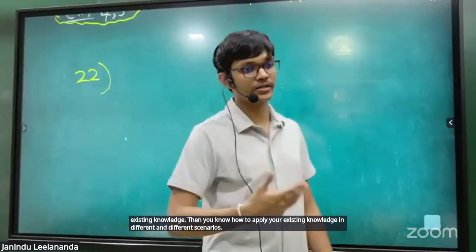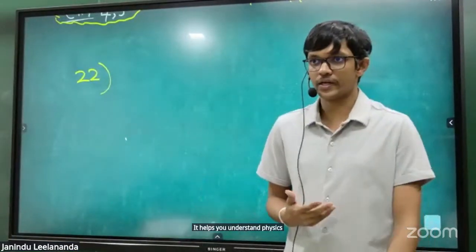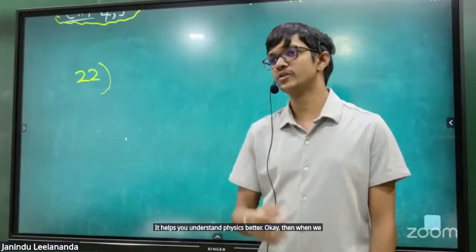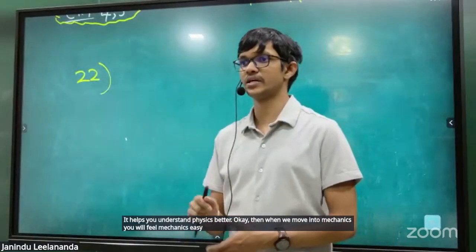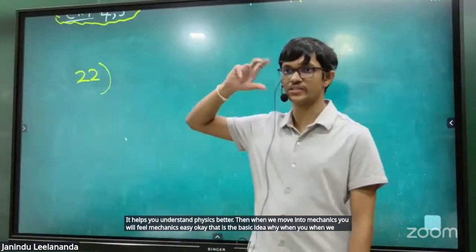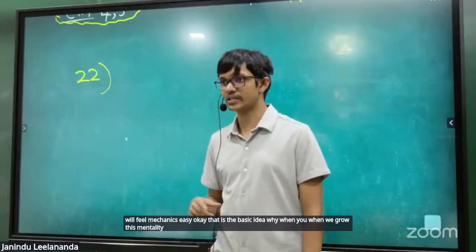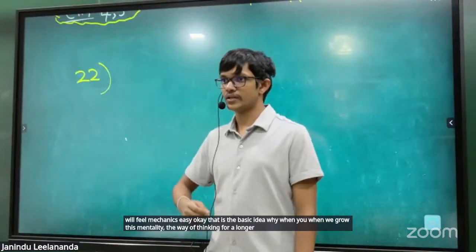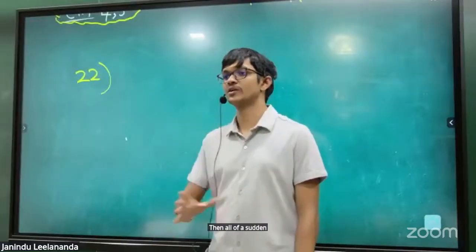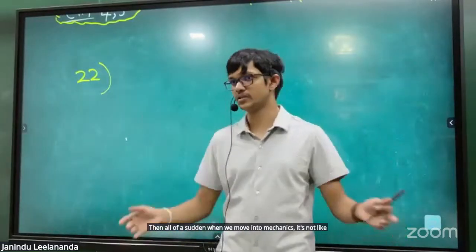It helps you understand physics better, okay? Then when we move into mechanics, you will feel mechanics is easy. That is the basic idea. Why? When we grow this way of thinking over a longer period of time, then when we move into mechanics, it's not like magic. It's not like, okay, these questions are difficult. Now it's not like that.